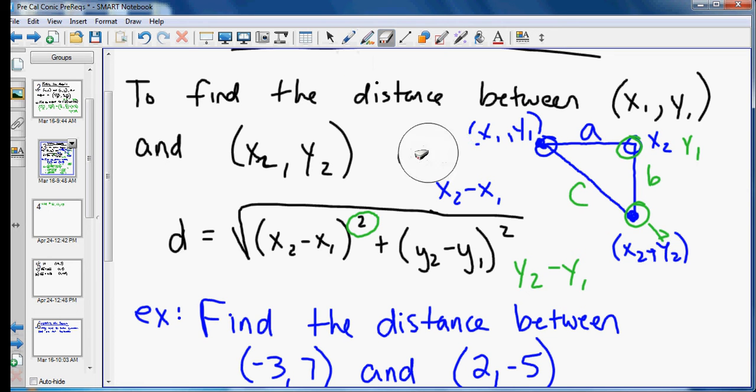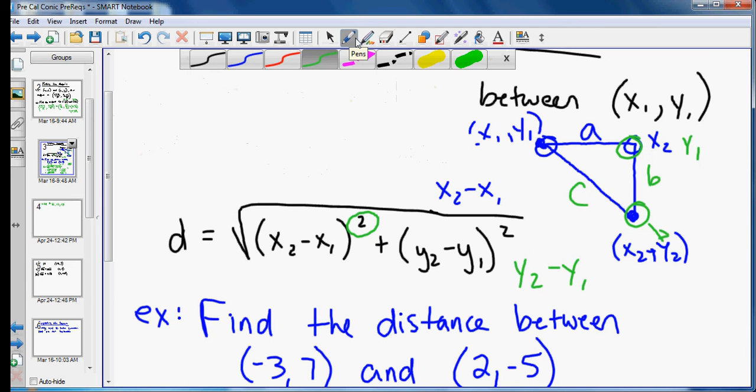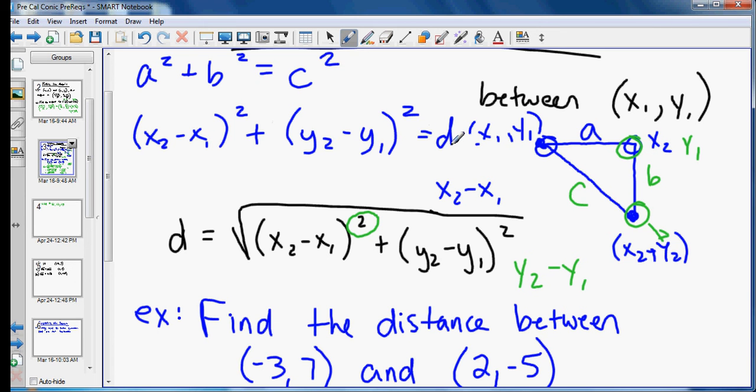So let me make some room here so you can see how they came out to get this. We know the Pythagorean theorem is a squared plus b squared equals c squared. Only we're going to replace the a with x2 minus x1. And then b squared was the same as y2 minus y1. And then c is really the distance we're looking for. So then you can see, oh, sorry about the squared, that's important, equals c squared.